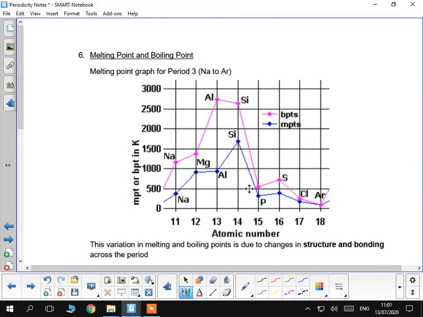Finally, looking at the graph then, we're just going to have a little look at Ar, which is a simple atomic on the end. It's one of the noble gases. It's got very weak van der Waals forces between atoms, therefore it's the lowest melting and boiling point.